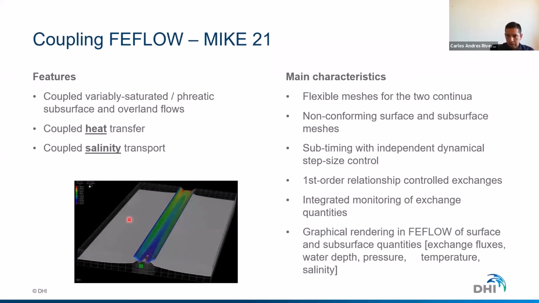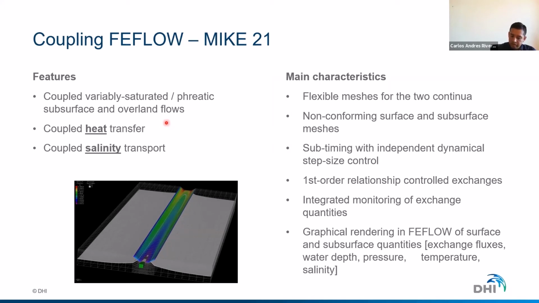So you have your FEFLOW model, you have your MIKE 21 models for surface water modeling. Now, FEFLOW will work with variably saturated or phreatic conditions. You can also include some heat transport and salinity transport, and the two meshes will be combined. So they don't need to be exactly the same. MIKE 21 has a flexible mesh, so it can have a triangular mesh combined with quadrilaterals, and FEFLOW, as always, has a triangular mesh. And the method is very simple.